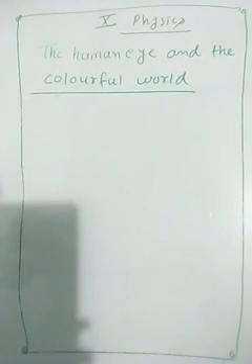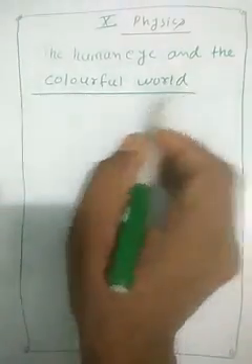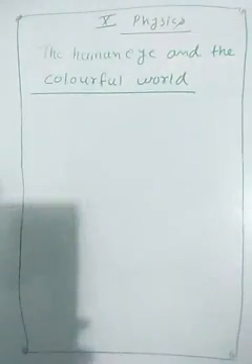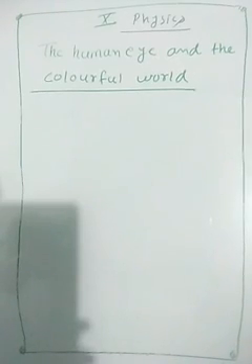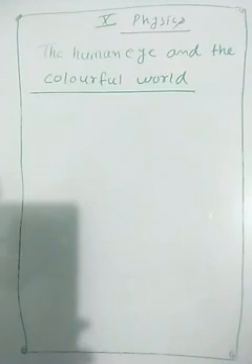Okay, your chapter is the human eye and the colorful world. In this chapter we have to study about the human eye, its structure, its parts, and the function of all parts. And also we have to study about defects in vision and how we correct them. First of all, we will describe the human eye.